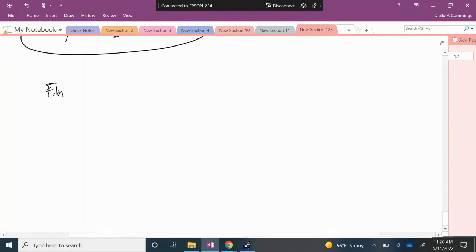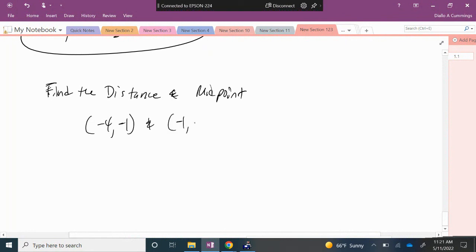So here we're asked to find the distance and the midpoint for the following: (-4, -1) and (-1, 3).